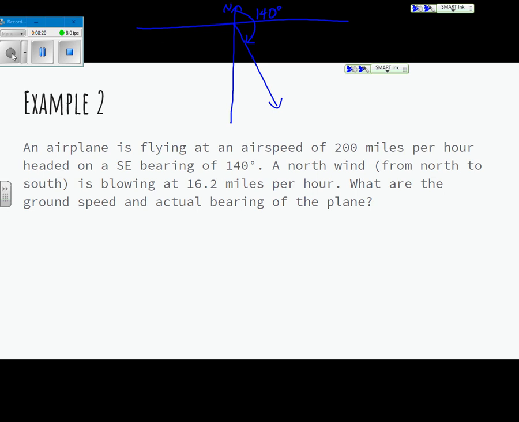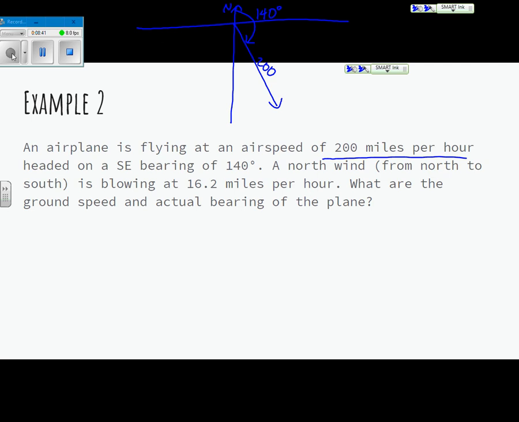Okay? And I made that vector kind of long because remember, the vectors can represent a lot of stuff. It can represent the speed of the plane. And so the speed of this plane is 200 miles per hour. It's been a long day.